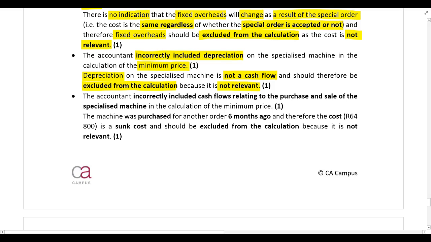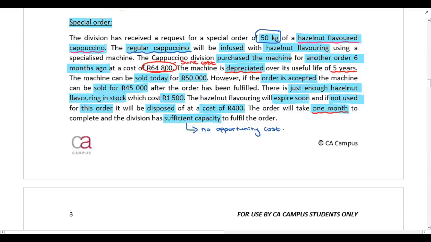So remember, guys, you need to say what is the error, and then you need to say how the error should be corrected. If you don't answer both parts of the required, it's going to be very difficult to pass this part of the required because you're always going to lose out on that second mark over there. So make sure you discuss the error. What is the mistake? How can the mistake be corrected? Depreciation should not be included in the calculation. We know that. All right.